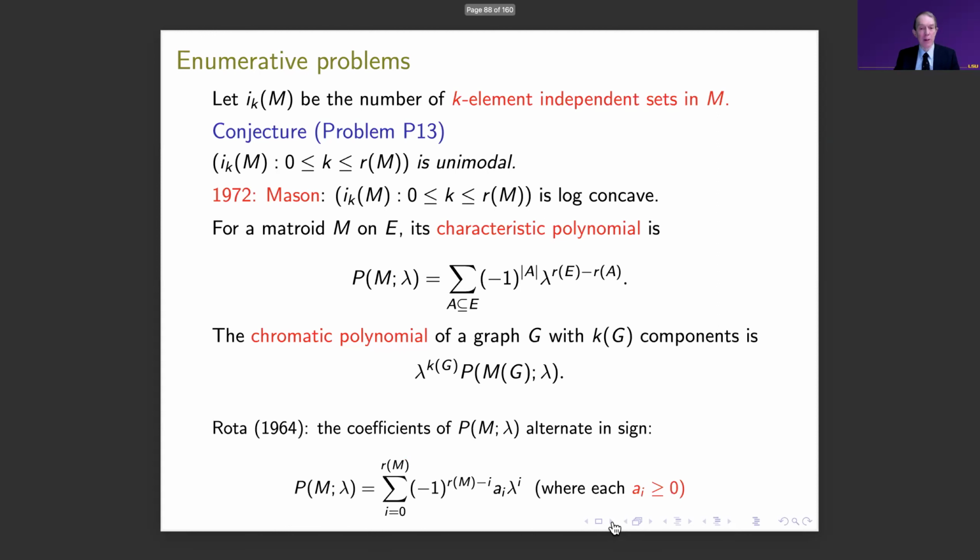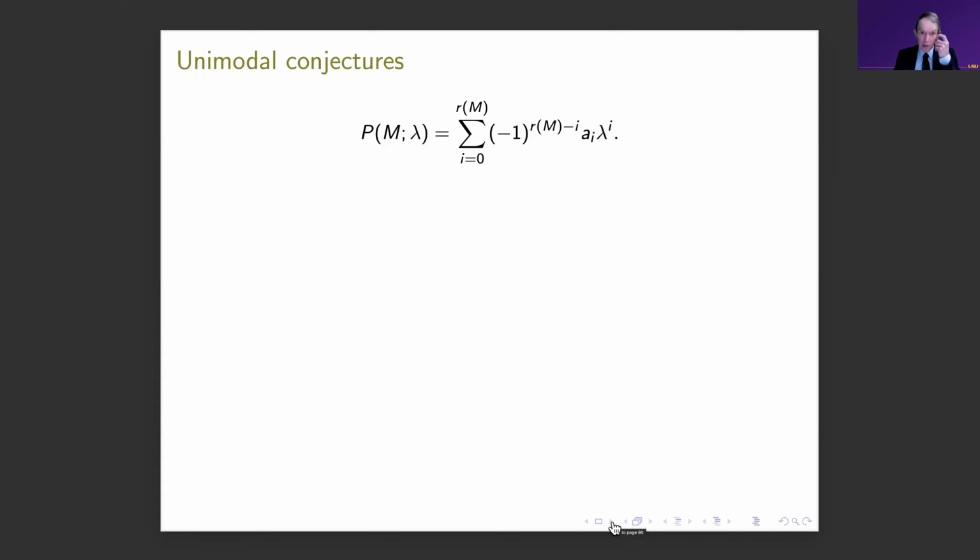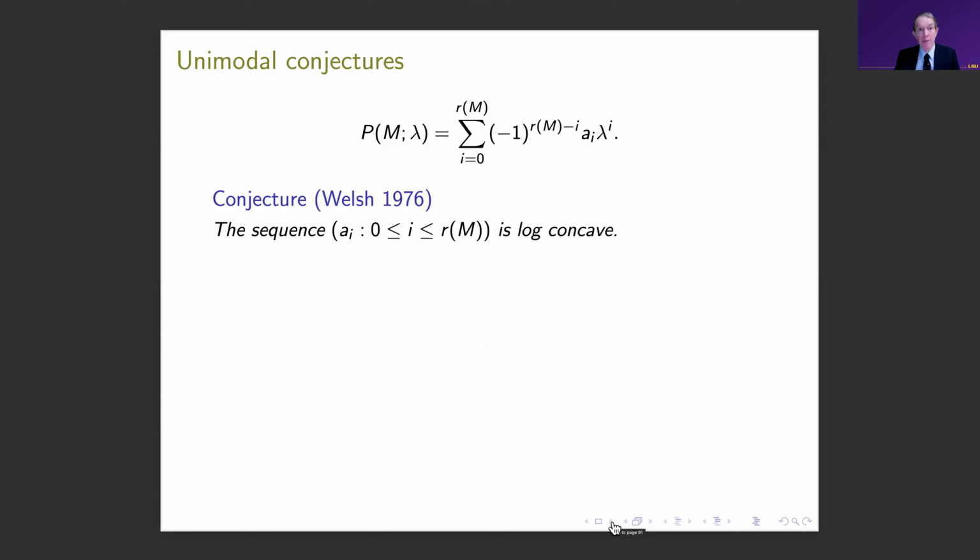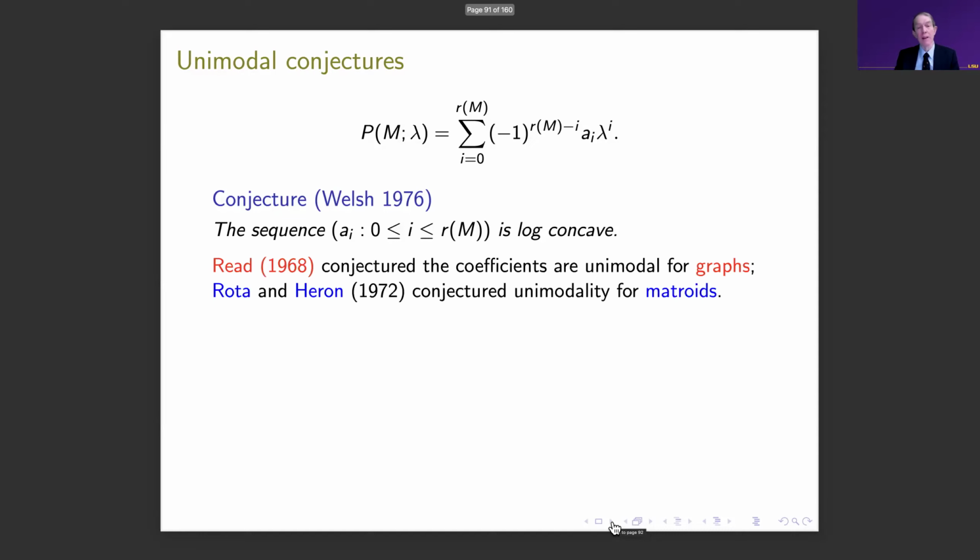So if you've never seen this before, think of it as a generalization of the chromatic polynomial of a graph. Rota looked at this polynomial, and in 1964, he showed that the coefficients of it alternate in sign. So here we've got the characteristic polynomial of a matroid. The coefficients alternate in sign. In Dominic's book in 1976, he conjectured that this sequence was log concave. Earlier, Read in 1968 had conjectured in the graph case that the sequence was unimodal when you're dealing with the chromatic polynomial of a graph. And then Rota and Andrew Heron, one of Dominic's students, conjectured that the sequence was unimodal for matroids.